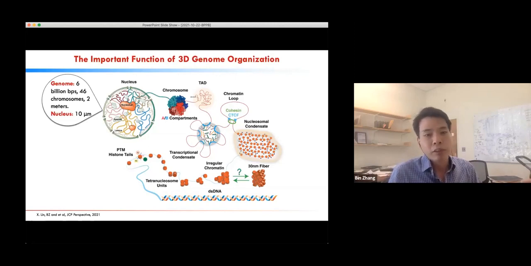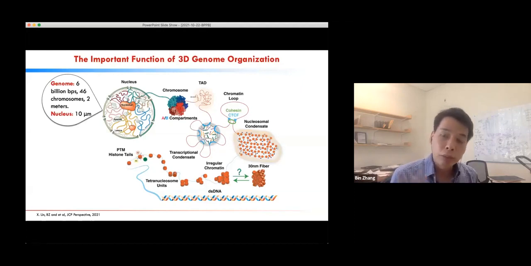That's about 2 meters long when fully extended. And this set of molecules is now confined into a nucleus of only about 10 micrometers. So there's this 5 orders of magnitude difference in terms of the length scale. And this length scale difference really necessitates genome packaging. And as shown here, genome packaging occurs over multiple length scales in a hierarchical manner.